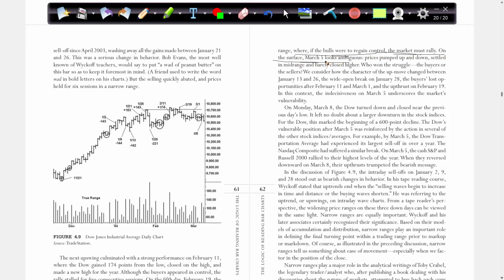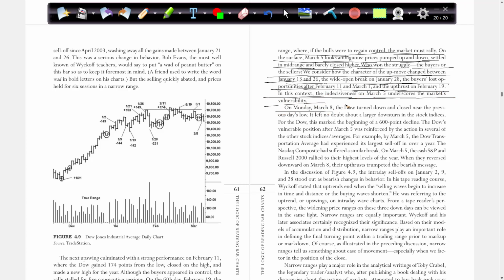On the surface, March 5th looks ambiguous. Price pumped up and down, settled in mid-range and barely closed higher. Who won the struggle, the buyers or the sellers? We consider how the character of the up move changed between January 13th and 26th, the wide open break on January 28th, the buyers' lost opportunity after February 11 and March 1, and the upthrust on February 19. In this context, the action on March 5th underscores the market's vulnerability.